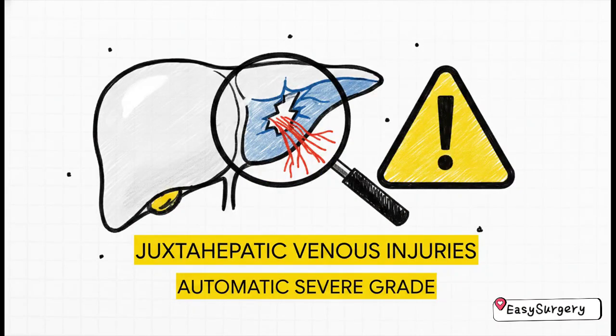Trap 3 reminds us that grade 5 isn't just about the lobe percentage exceeding 75%. It also specifically includes major juxtahepatic venous injuries. So if an exam question describes a liver laceration with involvement of the retrohepatic vena cava, boom, that is an automatic grade 5. And that's regardless of the parenchymal disruption percentage.